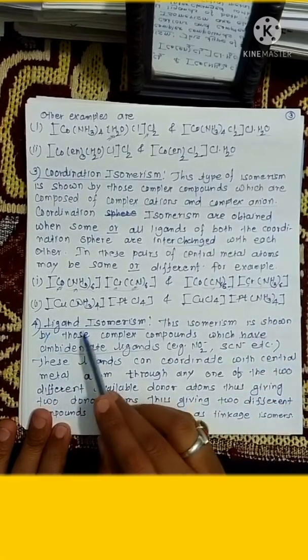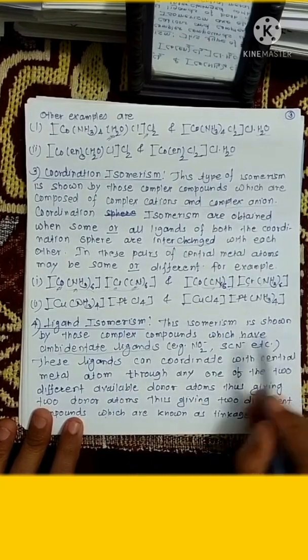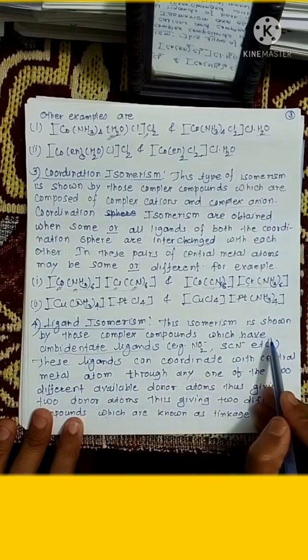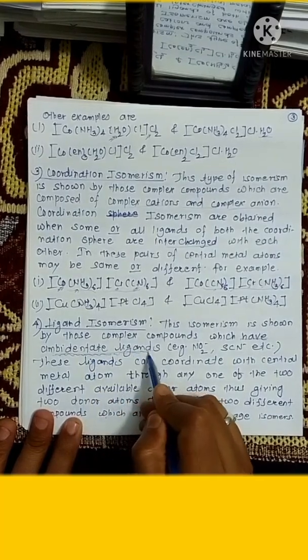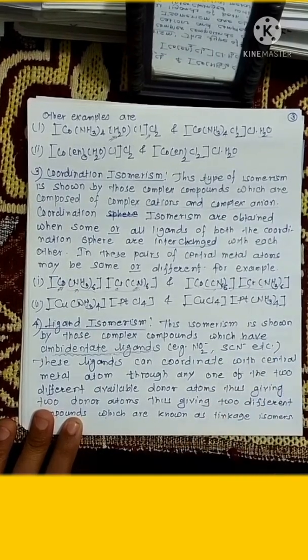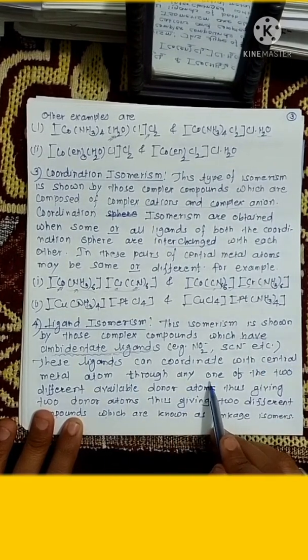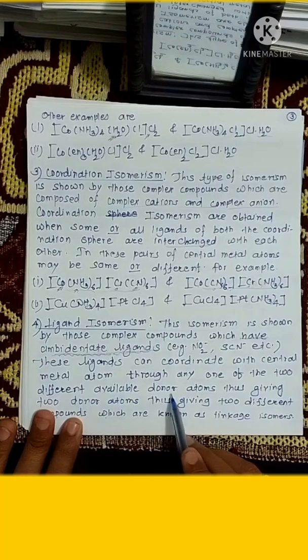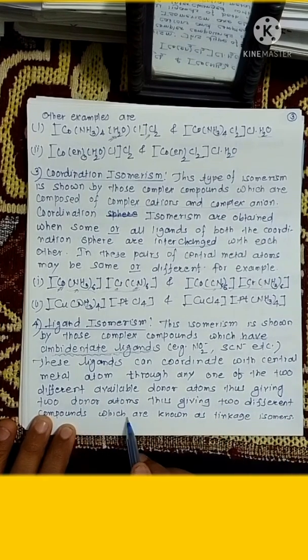The next type of isomerism is linkage isomerism. This isomerism is shown by those complex compounds which have ambidentate ligands. It is important. For example, NO2 minus, SCN minus, etc. These ligands can coordinate with the central metal atom through any one of the two different available donor atoms, thus giving two different compounds which are known as linkage isomers.